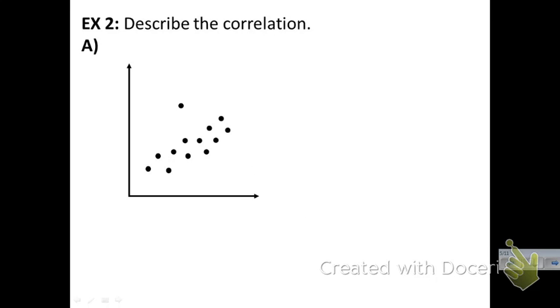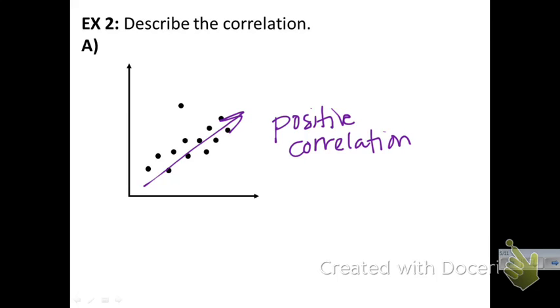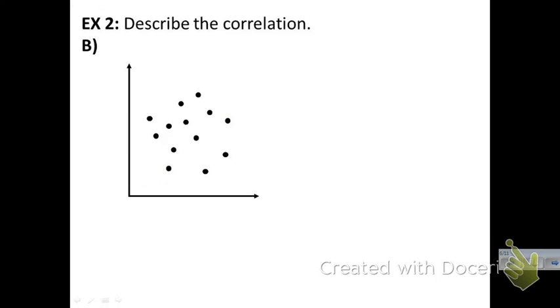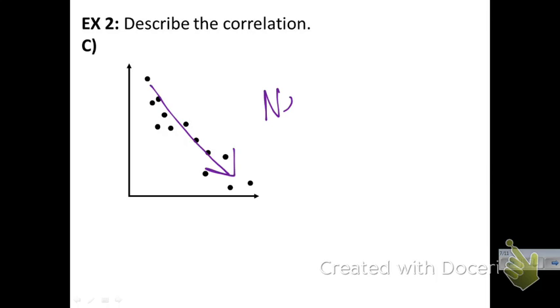So here, describe the correlation. Because it's generally going in a positive direction, we say it has a positive correlation. This one, because we really can't tell, it's pretty scattered, we say that there is no correlation. And our last one, we can see that it is generally going down, so it has a negative correlation. This has a pretty strong correlation. There are times when it will still be negative and it won't be this strong.